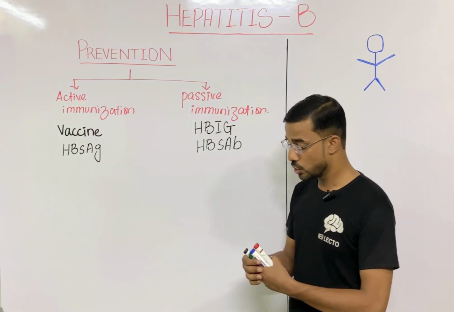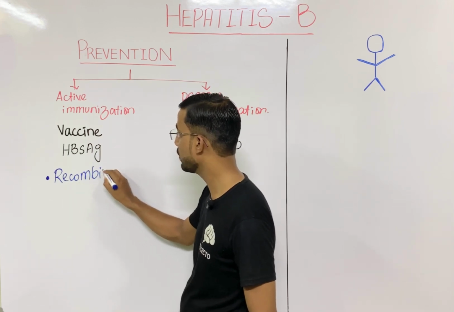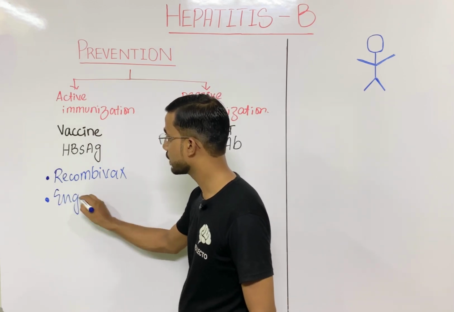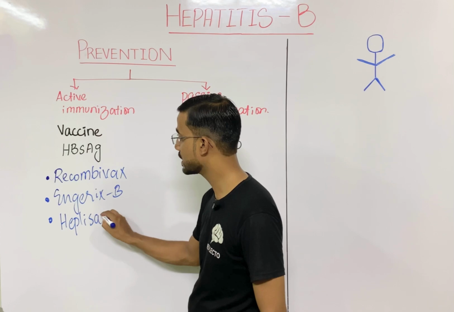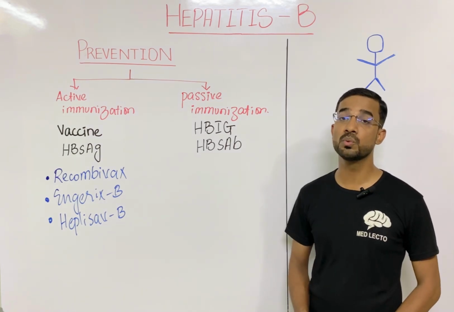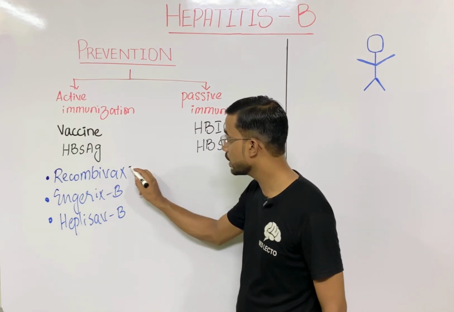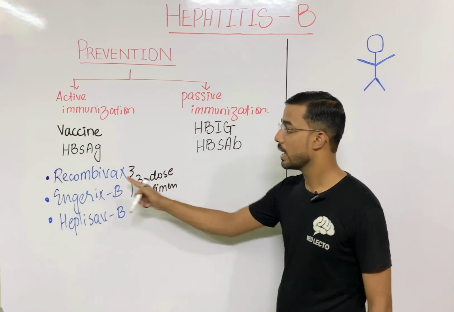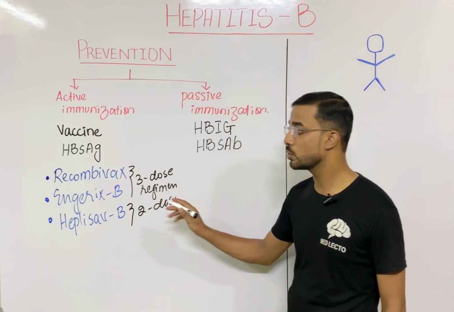There are a lot of vaccines used for the hepatitis B virus. The first one is Recombivax. The second vaccine is Engerix-B, and you can also see Heplisav-B. These are the three most important vaccines used for the hepatitis B virus. Recombivax and Engerix-B are used in a 3-dose regimen, and Heplisav-B uses 2 doses.